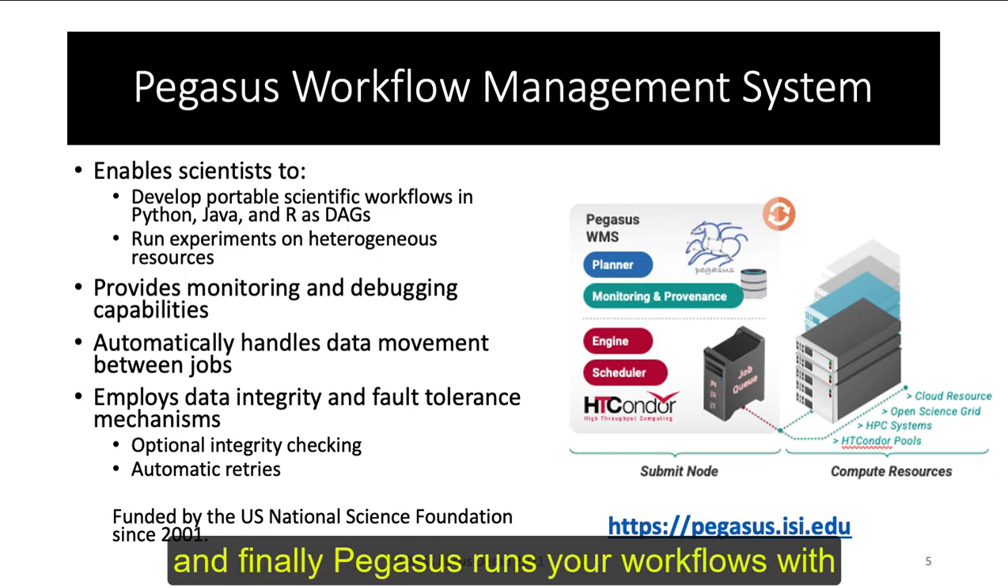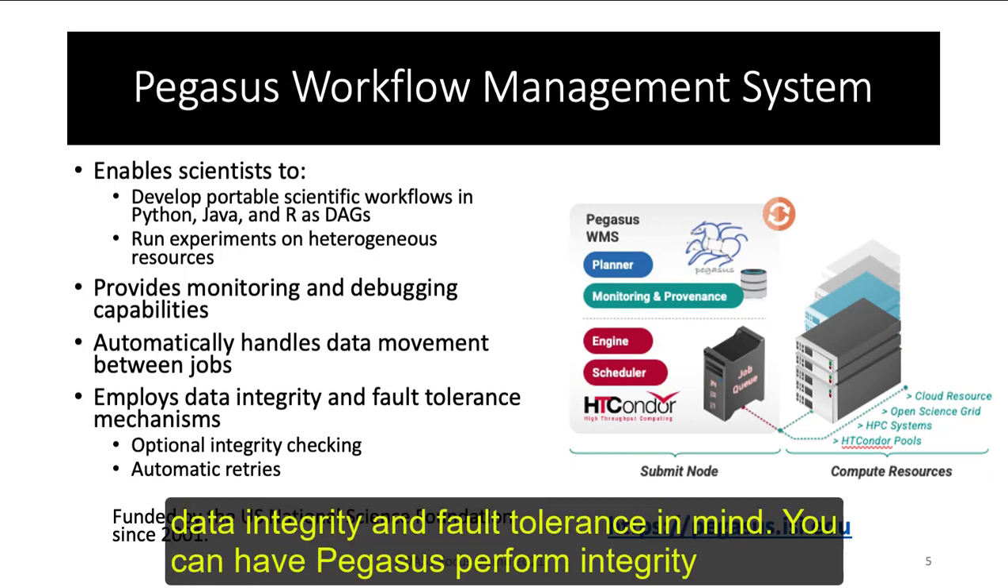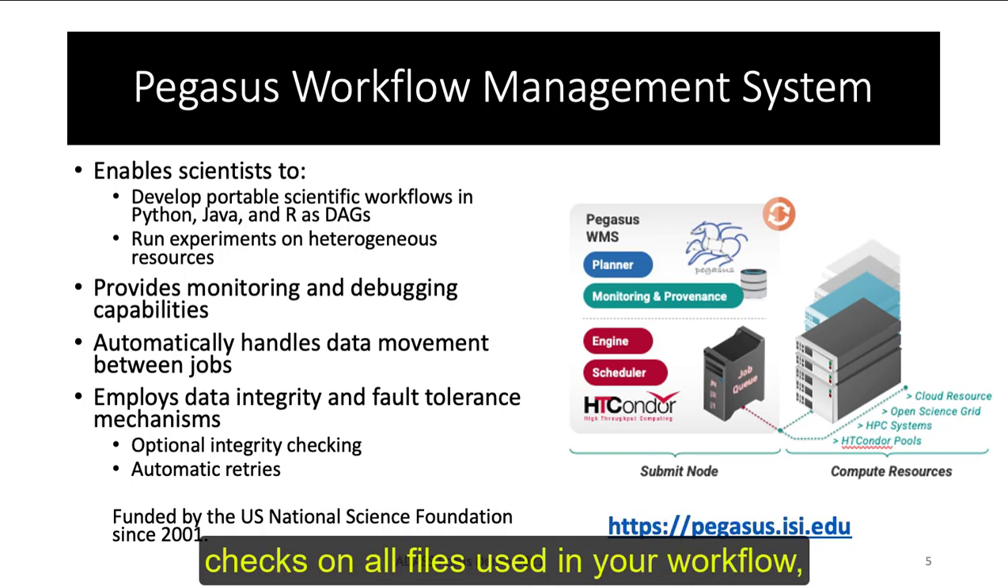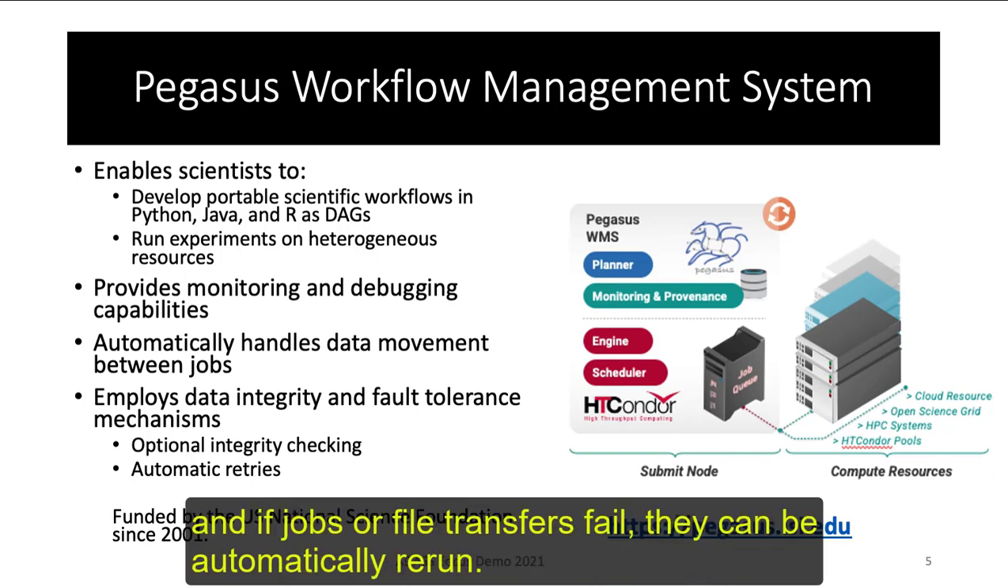And finally, Pegasus runs your workflows with data integrity and fault tolerance in mind. You can have Pegasus perform integrity checks on all files used in your workflow, and if jobs or file transfers fail, they can be automatically rerun.